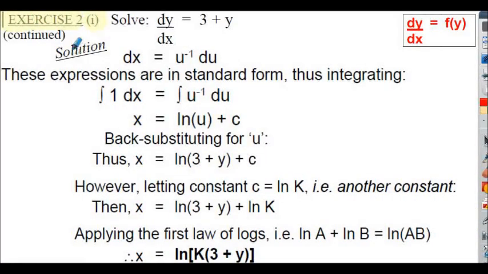Part 1, solution continued. I've just repeated this line from the previous slide purely for convenience. On the left hand side now we integrate 1 with respect to x. On the right hand side we integrate u to the negative 1 with respect to u. On the left hand side that becomes x. On the right hand side that becomes ln u plus c.